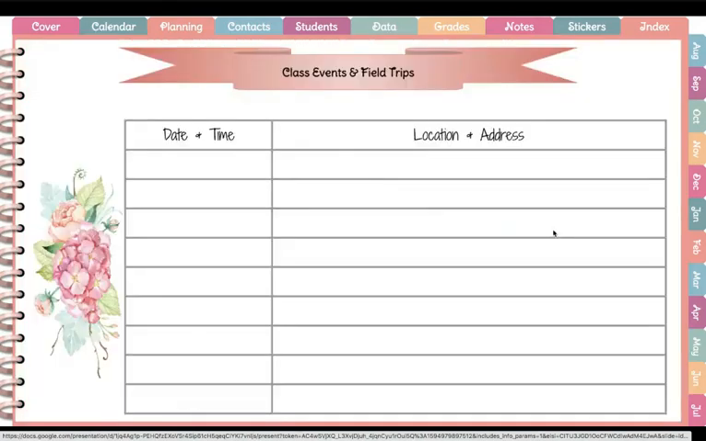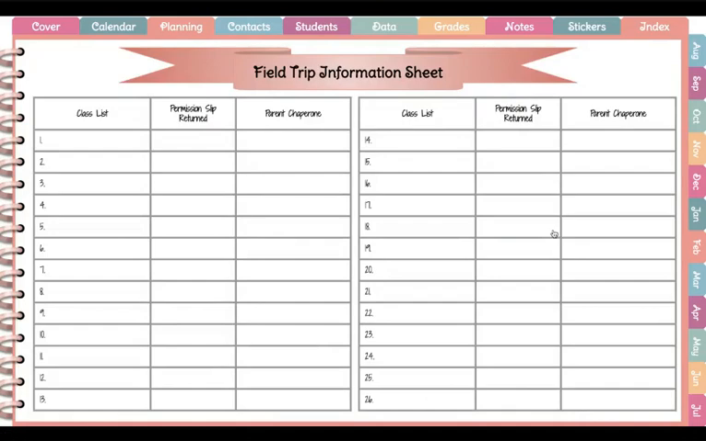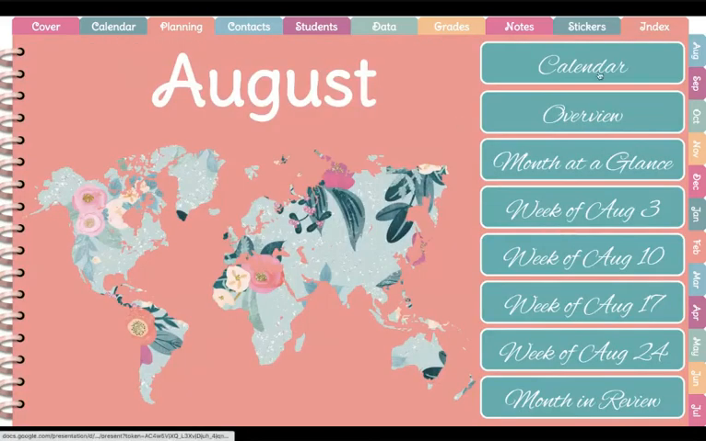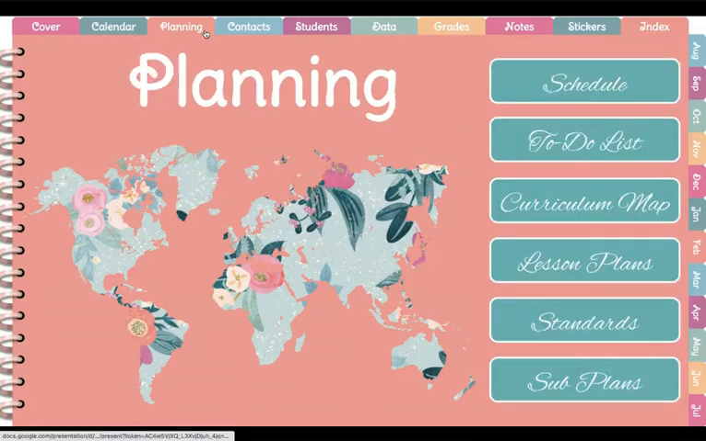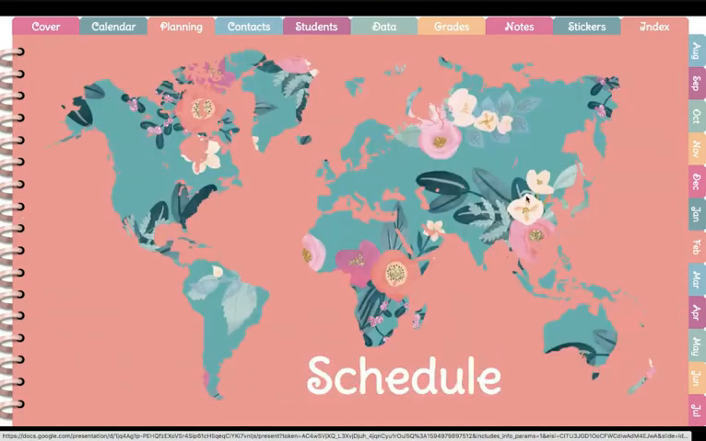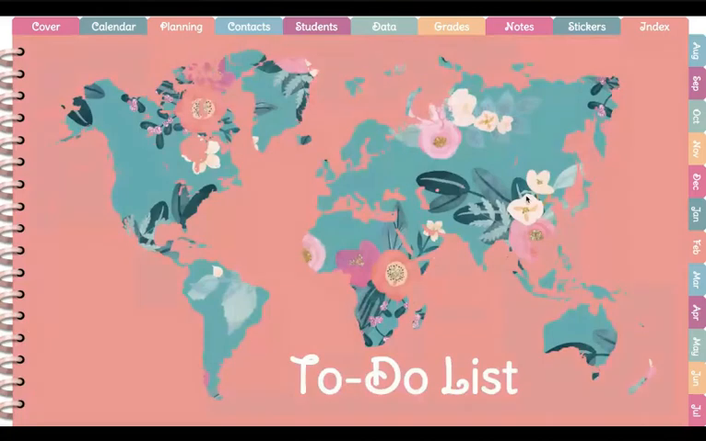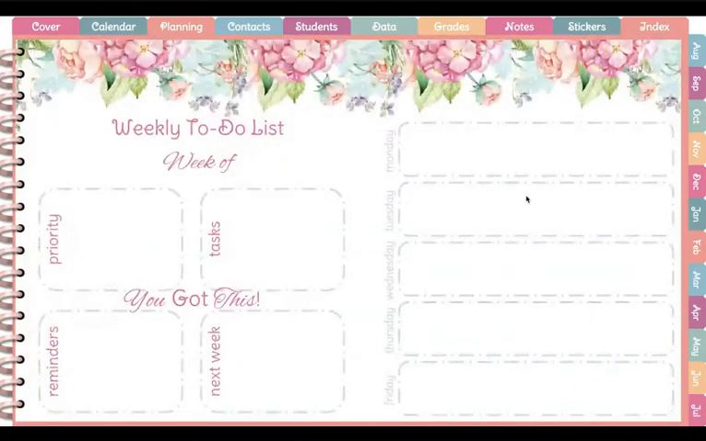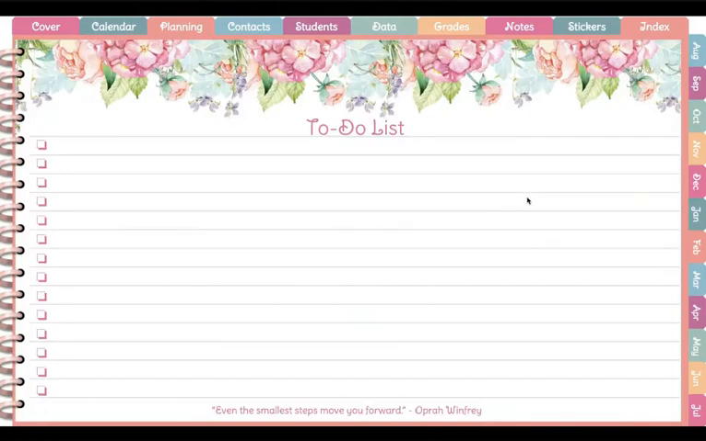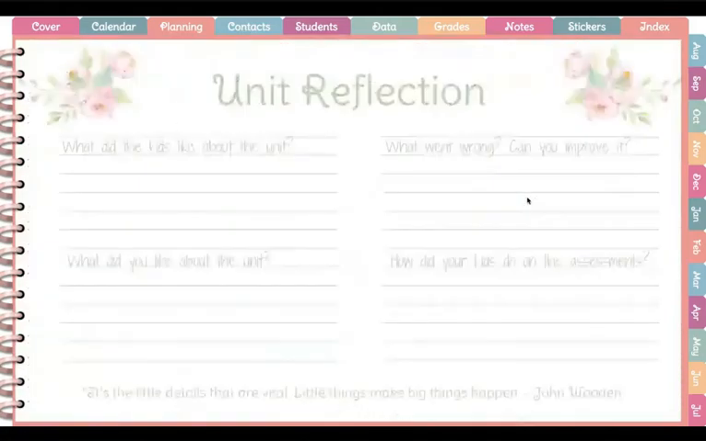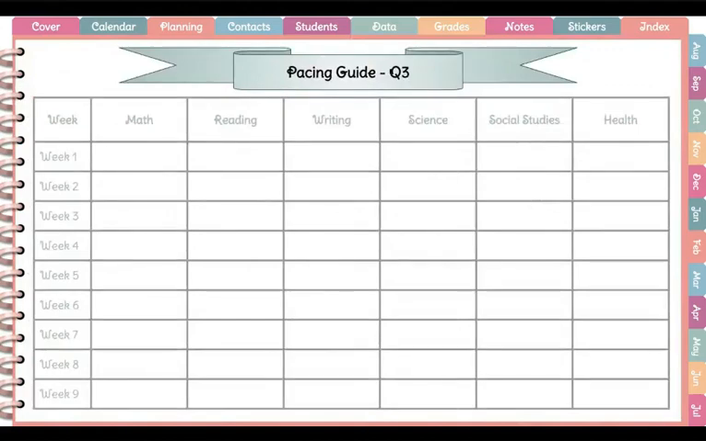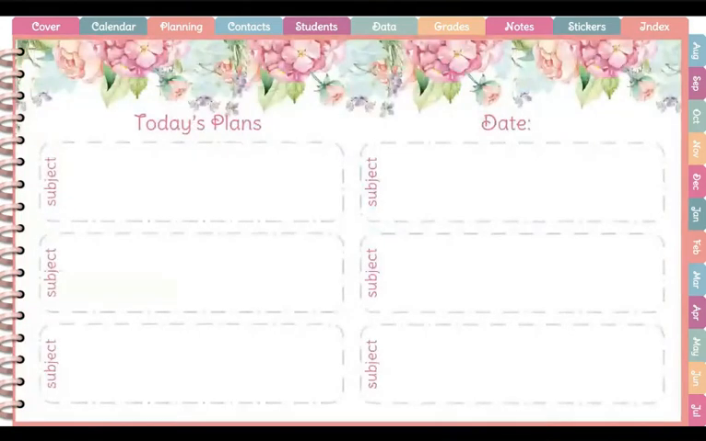Class events, I'm just going to click through so that you can see, and field trip information. And then it jumped to my planning pages. But I'm going to go back here to the tab up here, planning. So I have a schedule, student pullout schedule, special schedule, to-do list. And so you can copy and paste this as many times as you need. And a curriculum map, unit reflection, pacing guides for each of the quarters, lesson plans.